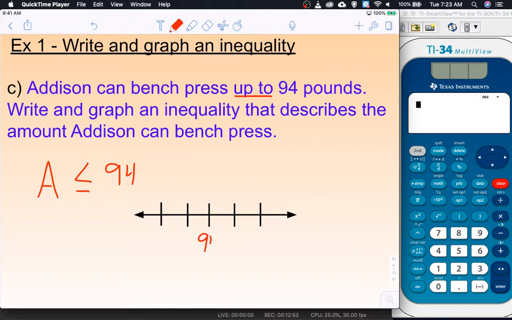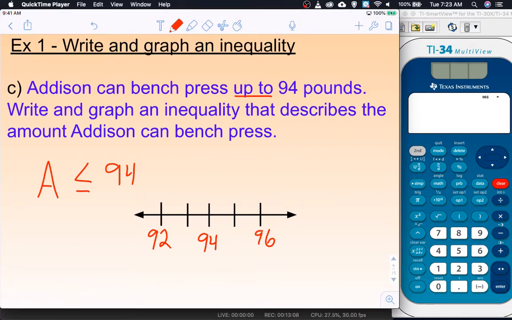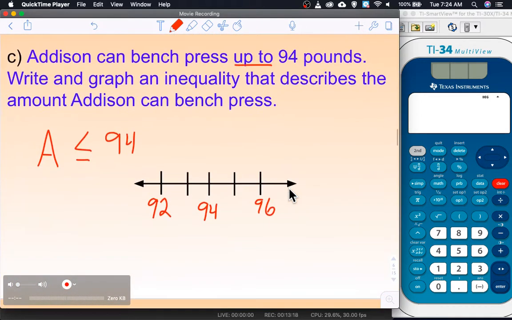So number line: 94, 96, 93, 92. And you're going to see me do this a lot as well. I don't label every single little line because, well, first off, you probably noticed by now, my handwriting's not the prettiest in the world. When I start getting a whole bunch of numbers in here, this looks sloppy to me. But I was doing it kind of for your benefit to see the numbers on the number line. I like this a lot better.